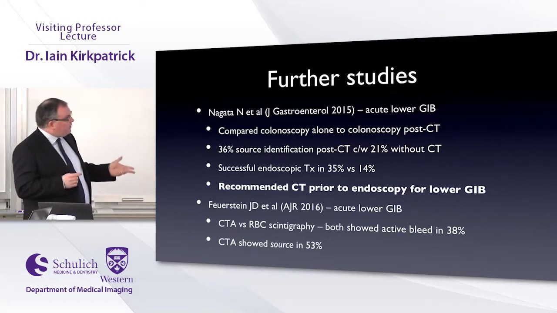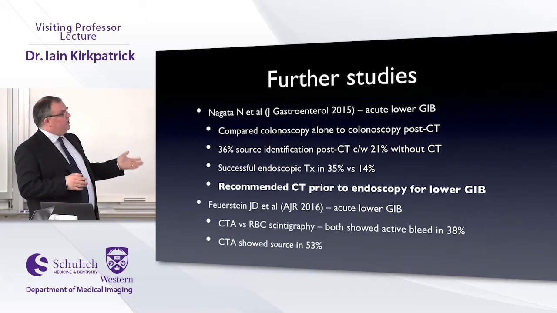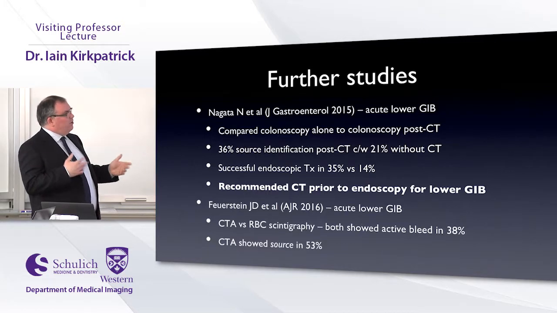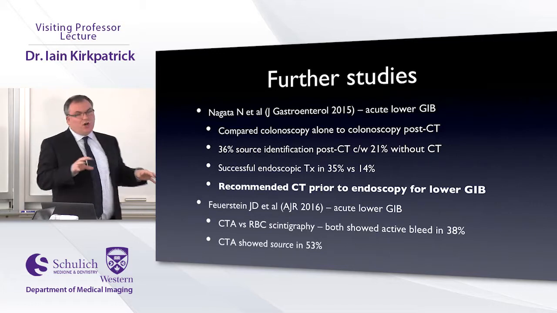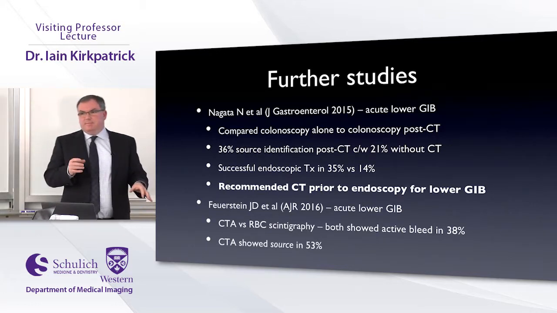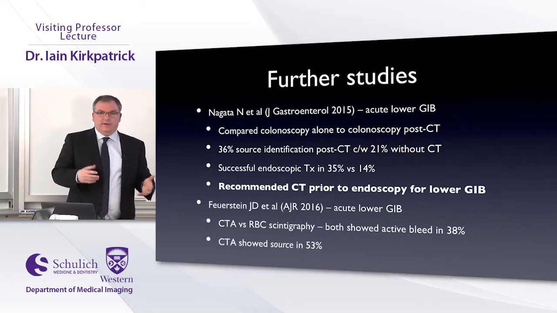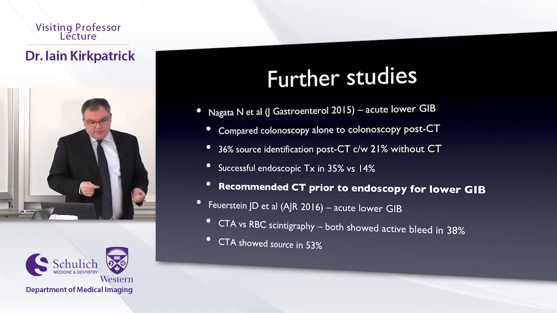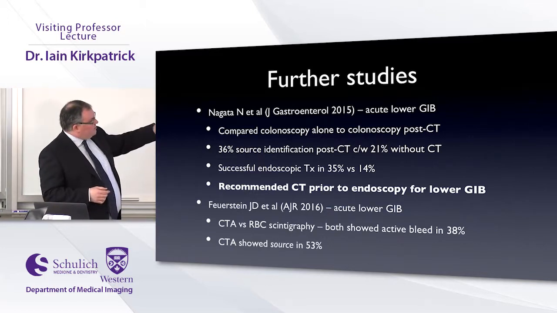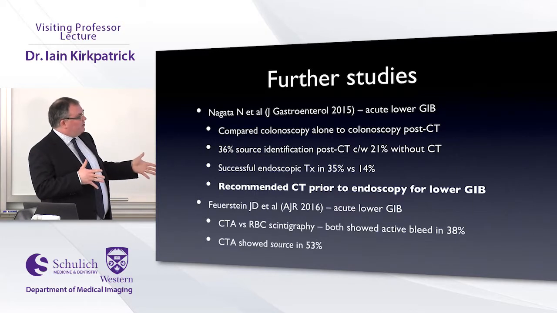In 2016, there was another paper published that was just looking at the utility of CTA versus red blood cell scanning. And they found that while both showed the active bleed in about the same number of patients, CT actually showed the cause of bleeding in more because, of course, you might have a tumor in the colon and maybe it isn't actively bleeding when you do the CT scan, but if you see the tumor there, then that probably is the cause. So they basically said maybe we should be doing more CT in these patients and less red blood cell scanning.